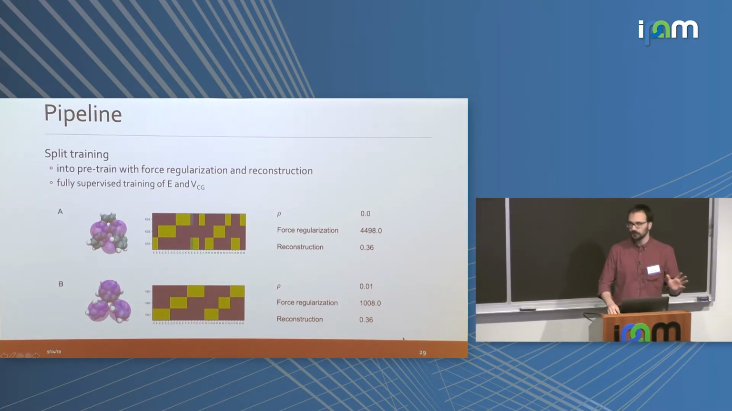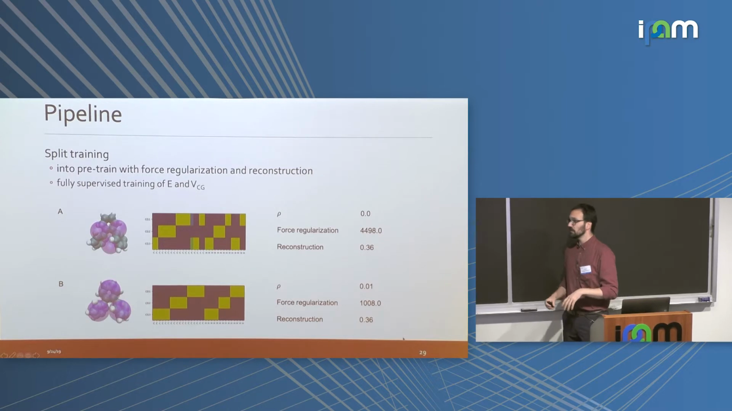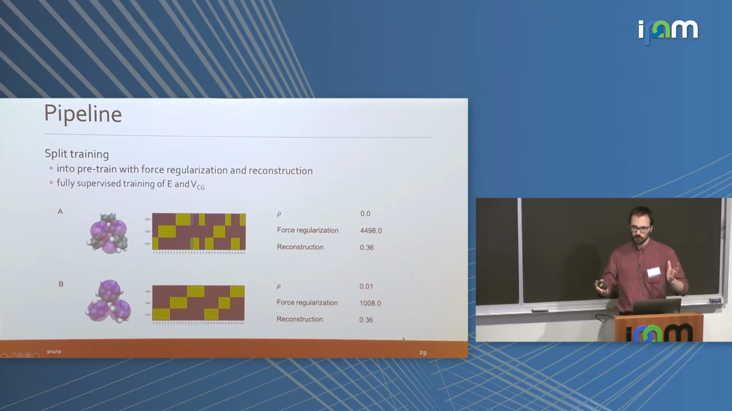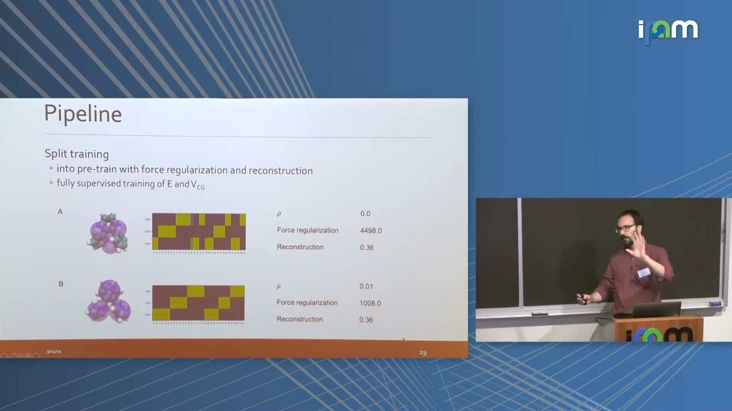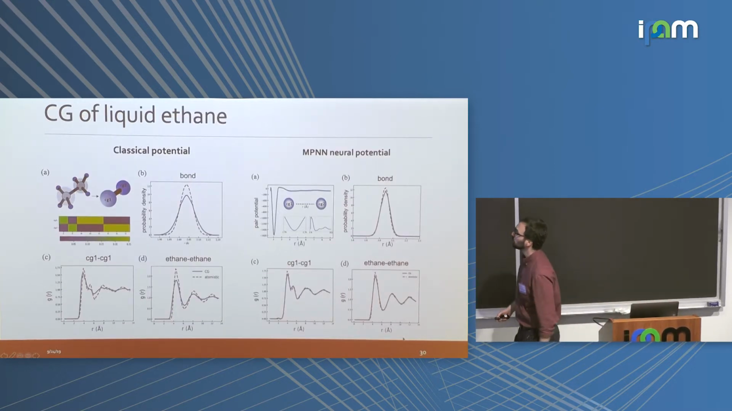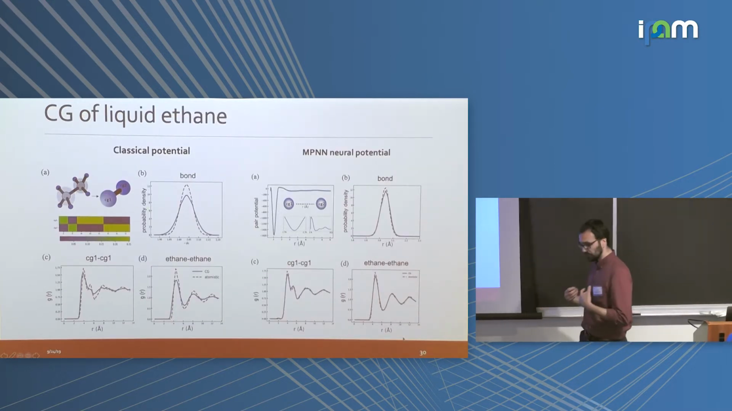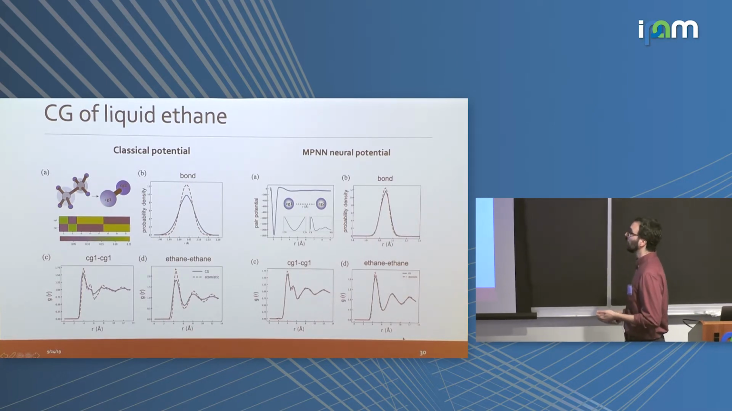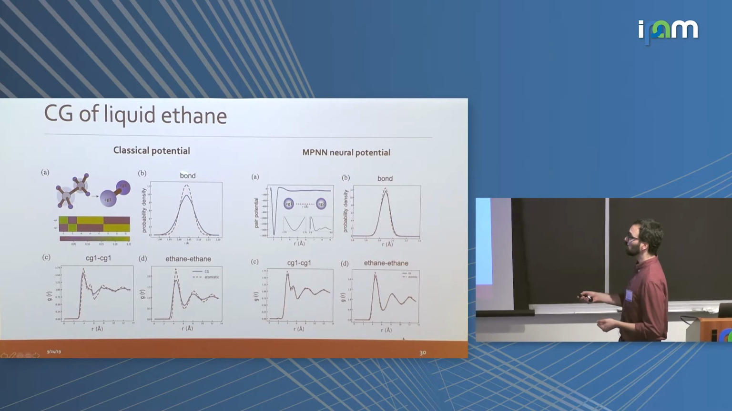So with this extra term, that makes our life really easy because the coarse-graining field now is almost automatically learned, and VCG falls out of it. These are some results that we get. So this is liquid ethane. So this is a molecular liquid. So here we try to learn a good classical potential.